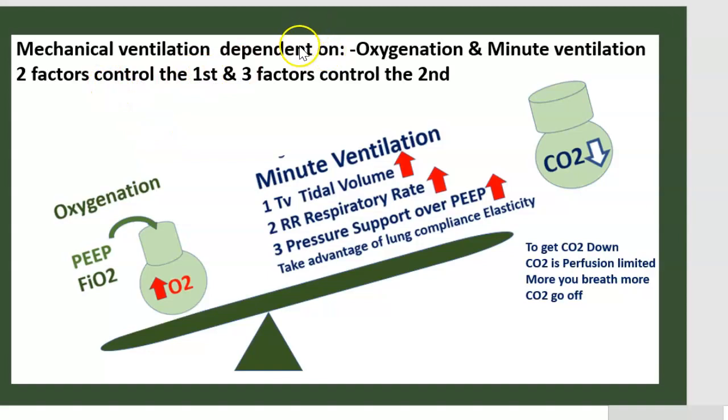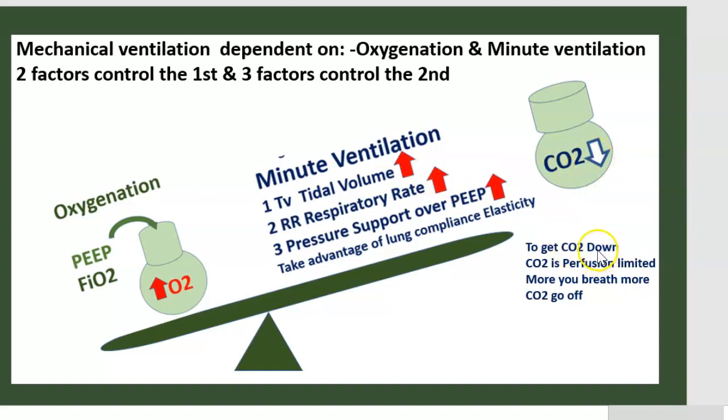Mechanical ventilation depends on oxygenation and minute ventilation. Oxygenation is controlled by two factors, the PEEP and FiO2, and three factors control minute ventilation. The first one is tidal volume, respiratory rate, and pressure support over PEEP. The increase of these factors leads to the decrease of PCO2.